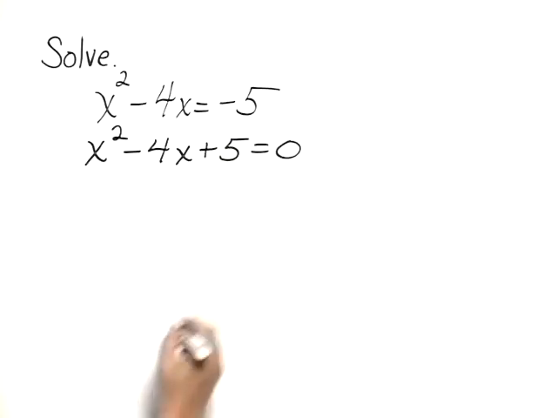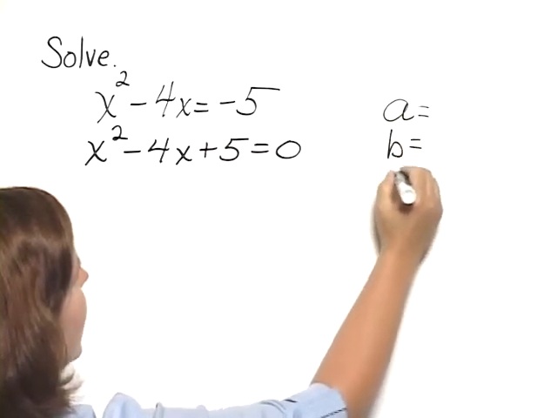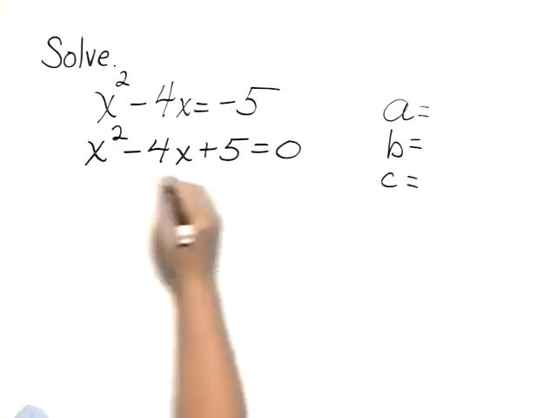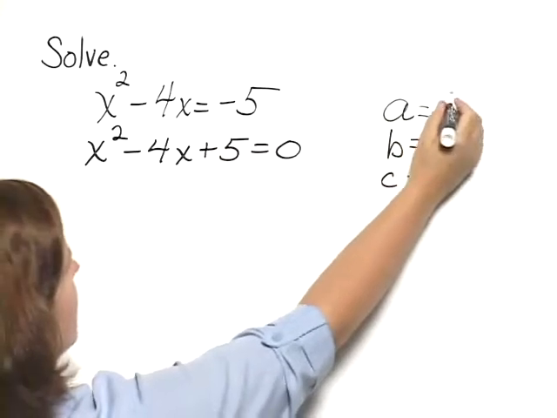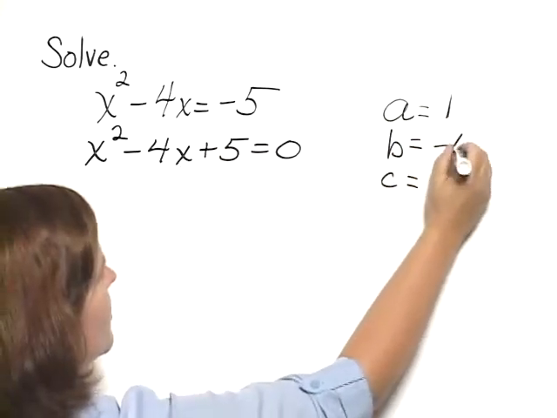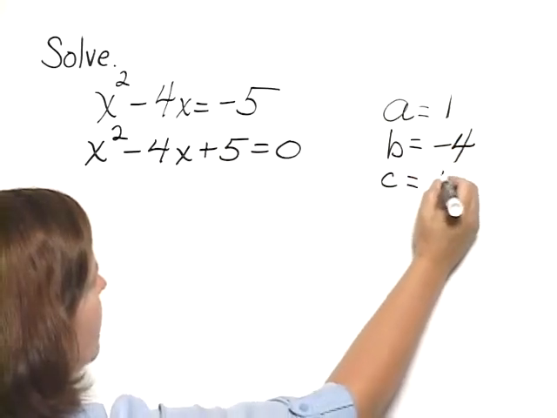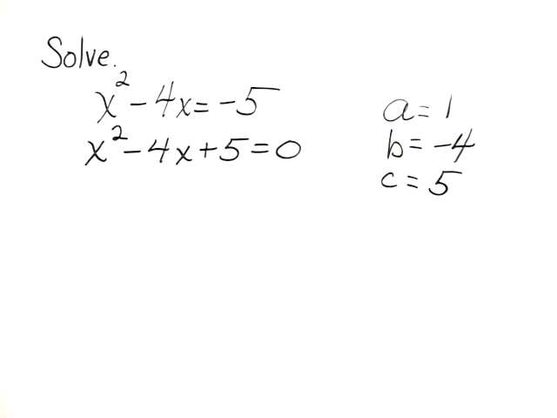Let's start by identifying a, b, and c. A is the coefficient of the x squared term, so a will be 1. B is the coefficient of the x term, so b will be negative 4. And c is the constant term, so c will be 5. Now let's write out the quadratic formula.